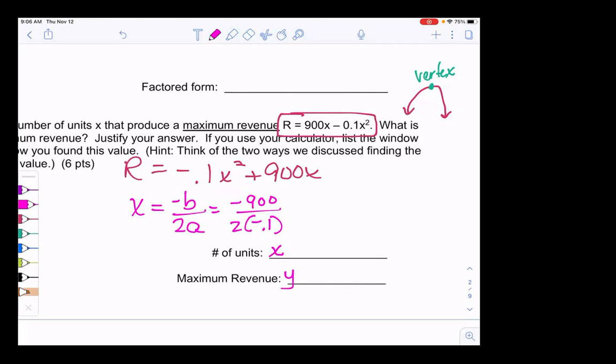So calculator is not always the easiest thing. If you see, oh, I'm allowed to use a calculator, I should just do that. Sometimes it's not the easiest way to work through a problem.